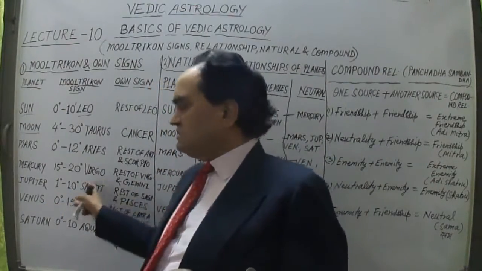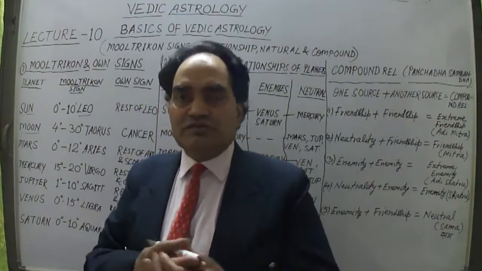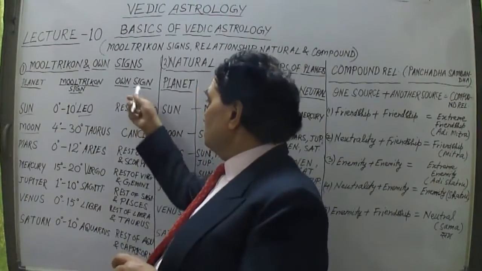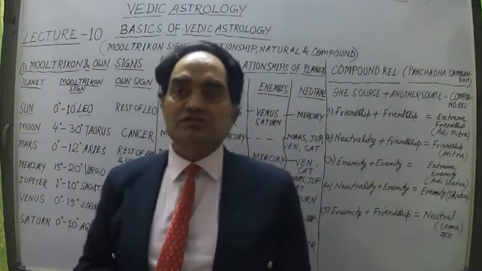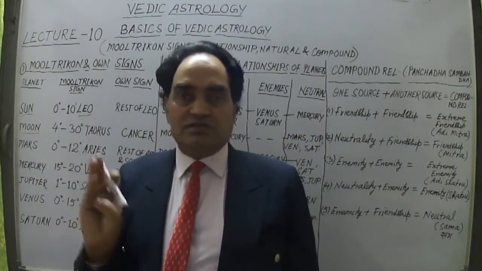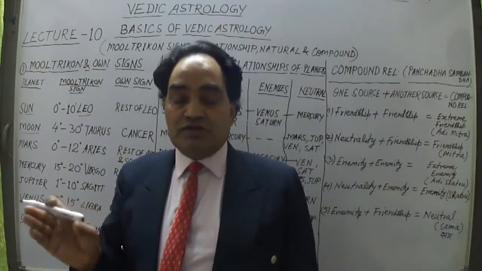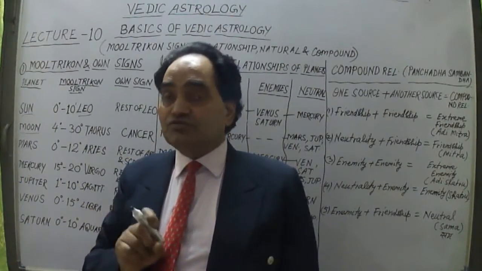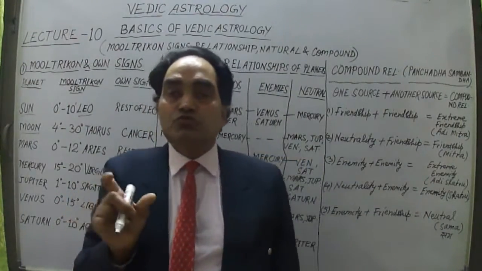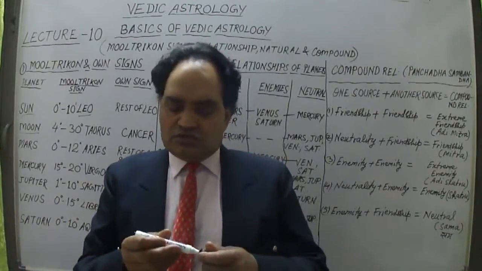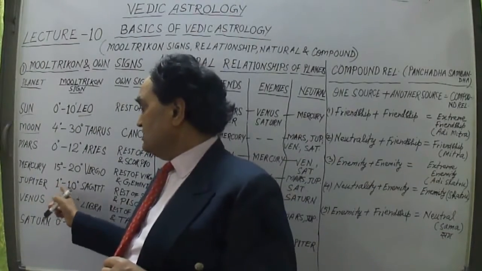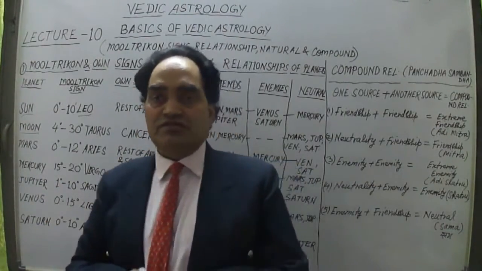In the Sagittarius sign, Jupiter has its Mooltrikon sign from 1 degree to 10 degrees, and the remaining portion of Sagittarius, along with Pisces, are its own signs. As I told you in the 9th lecture, these two signs, Sagittarius and Pisces, the 9th and 12th signs, are ruled by Jupiter. But during 1 to 10 degrees in Sagittarius, the Mooltrikon sign of Jupiter, Jupiter is more active.